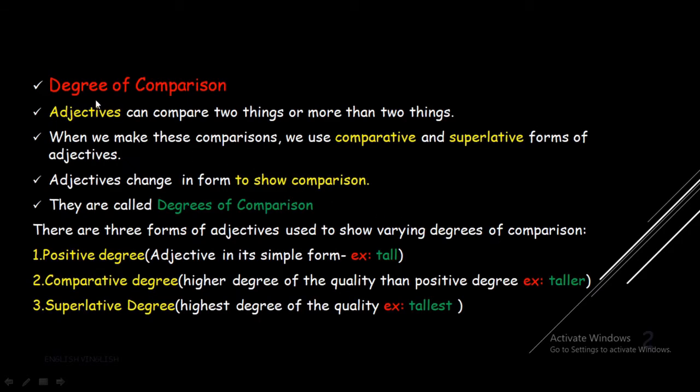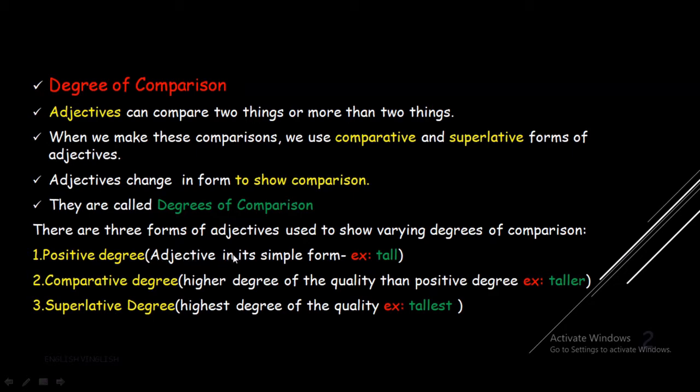So, degrees of comparison. Adjectives can compare two or more things. And when we make these comparisons, we use the comparative and the superlative forms. Adjectives can change in form to show comparison, and these are called degrees of comparison. There are three forms of adjectives used to show varying degrees of comparison: positive degree, comparative degree, and superlative degree.